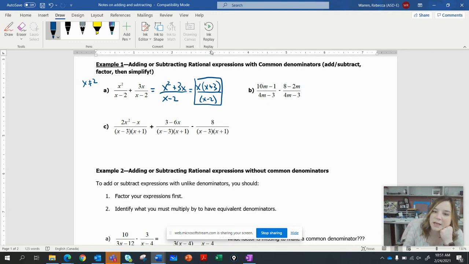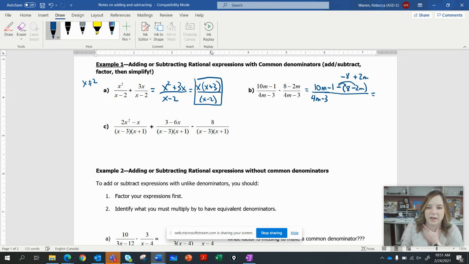On top here, we have 10m minus 1, subtract 8 minus 2m, all over 4m minus 3. So it already has that common denominator, so I don't have to do anything to get one. I'm just going to simplify the top. So that simplifies 10m minus 1 minus, and then I'm going to put brackets because everything is being subtracted from the other numerator. So it means you are subtracting 8 and you are adding negative 2, right? When you put that negative inside both brackets, it means minus 8 and plus 2m.